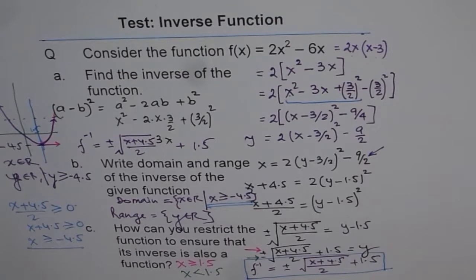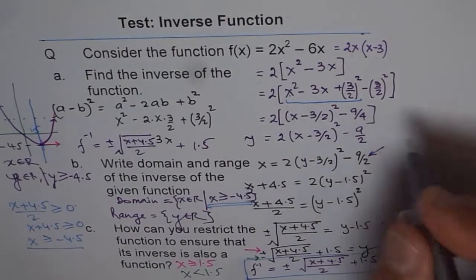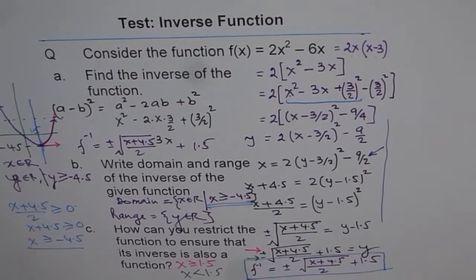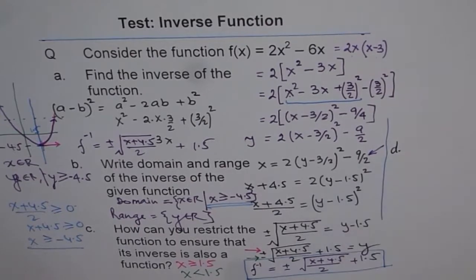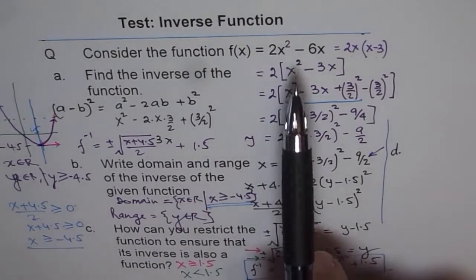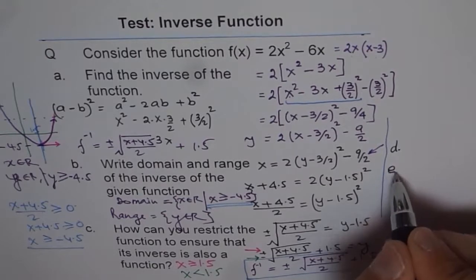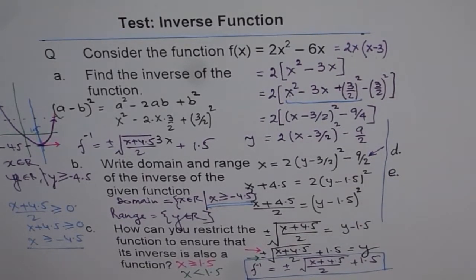Now here I'm closing this with all this information, and for you the question is part D. Let me write it down. I know it's messy already, so there is no harm in messing it up further. So part D is: restrict the domain of your function so that its inverse is also a function. And part E is: find the domain and range of the restricted function and its inverse. Do you understand?